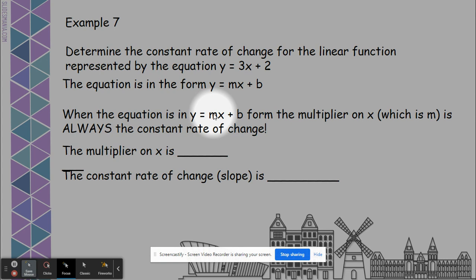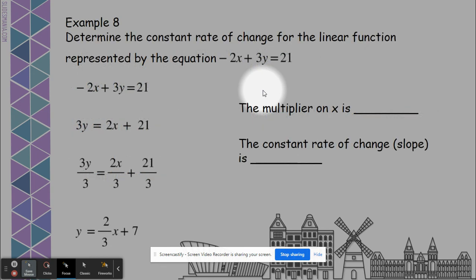So I'm not even worried about this. If I want to know the constant rate of change, I'm looking for the multiplier on x, and that would be 3. So the constant rate of change or the slope is 3. So if I have a y equals mx plus b equation, this is super easy. But what if I don't?